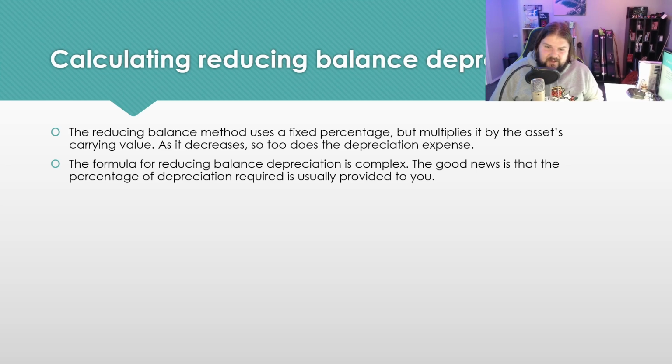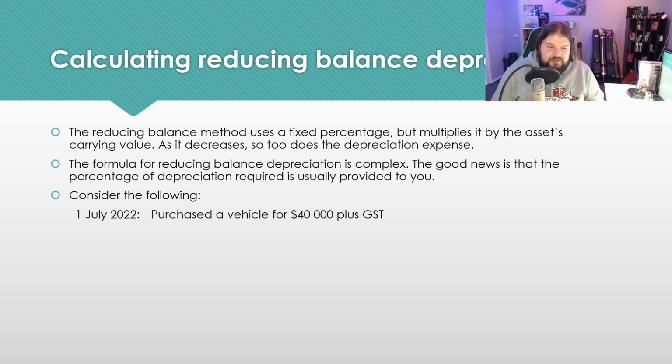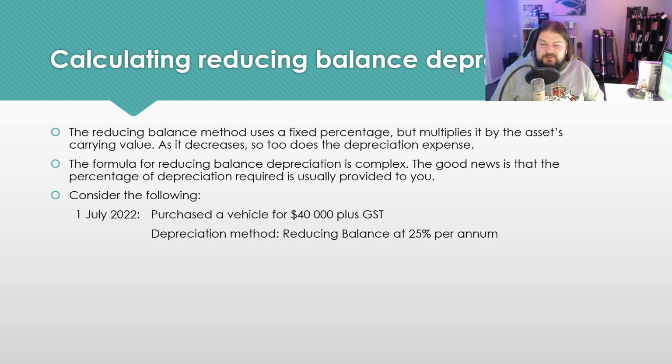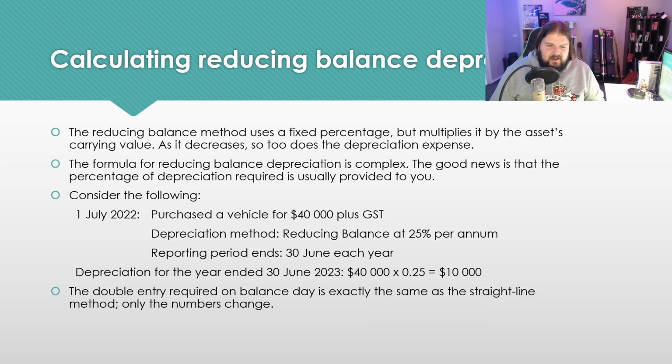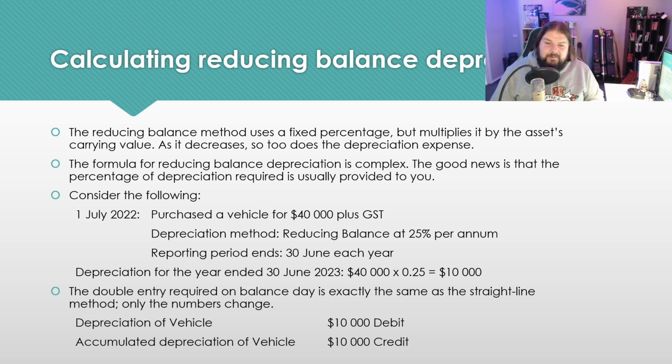So let's look at the following idea. Let's say that we purchase a vehicle for $40,000 plus GST, and we're going to depreciate it at 25% per annum on the reducing balance method. If we were doing straight line, it's easy, it's $10,000 a year. But in this case, it's going to change. In the first year, it's $10,000. It's $40,000 times 0.25. And the double entry that's required is no different. Just looks like that. Okay?